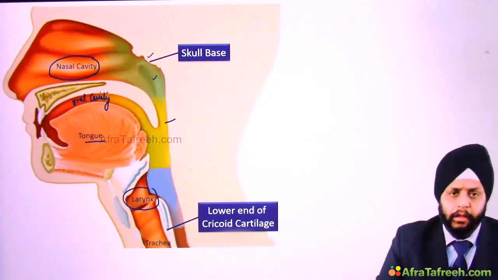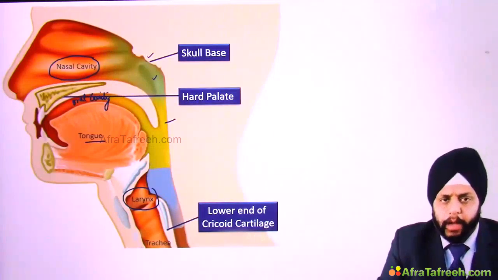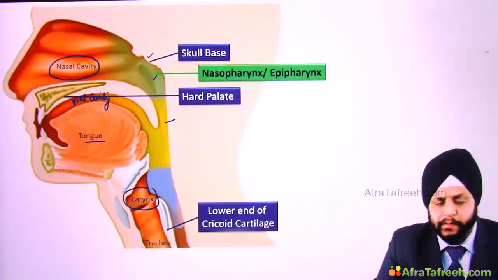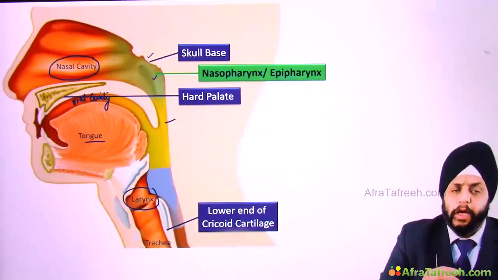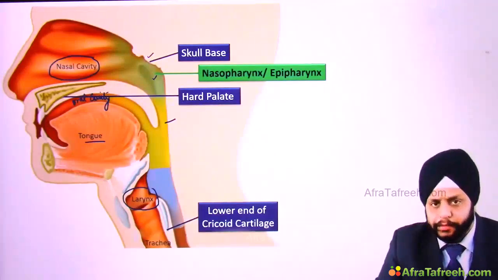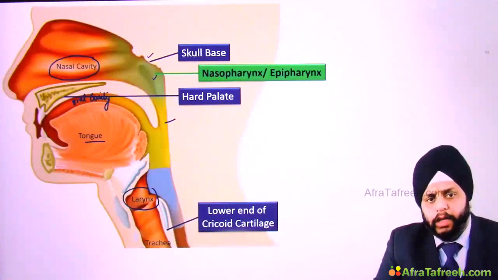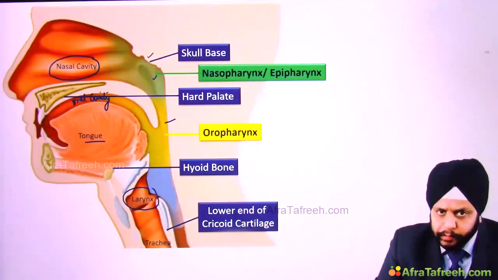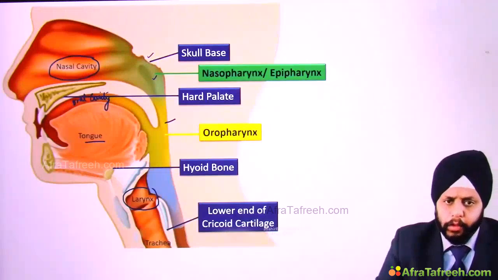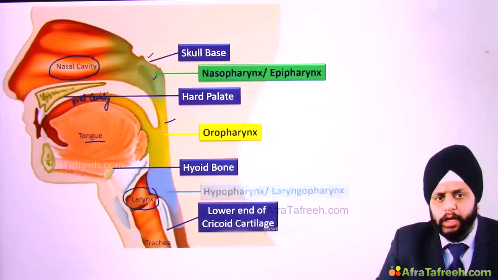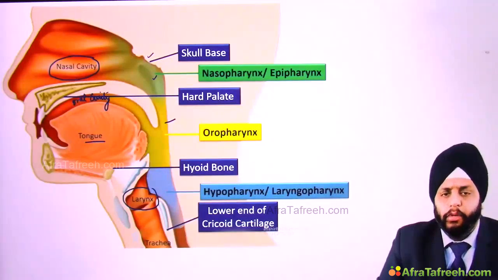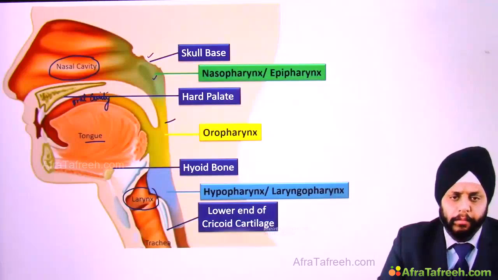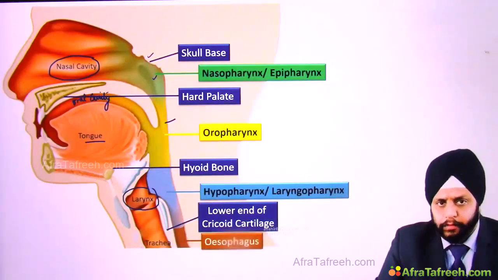Another way to divide is from the skull base to the hard palate. That's the lower boundary, and this is the nasopharynx. Because nasopharynx is the uppermost part of pharynx, we also call it epipharynx, right? Similarly, between the hard palate and the hyoid bone, we have the oropharynx. And from hyoid bone to the lower end of cricoid cartilage, we have the hypopharynx, also known as laryngopharynx, as it is around the larynx. And we know that below the cricoid cartilage, we have the esophagus, right?